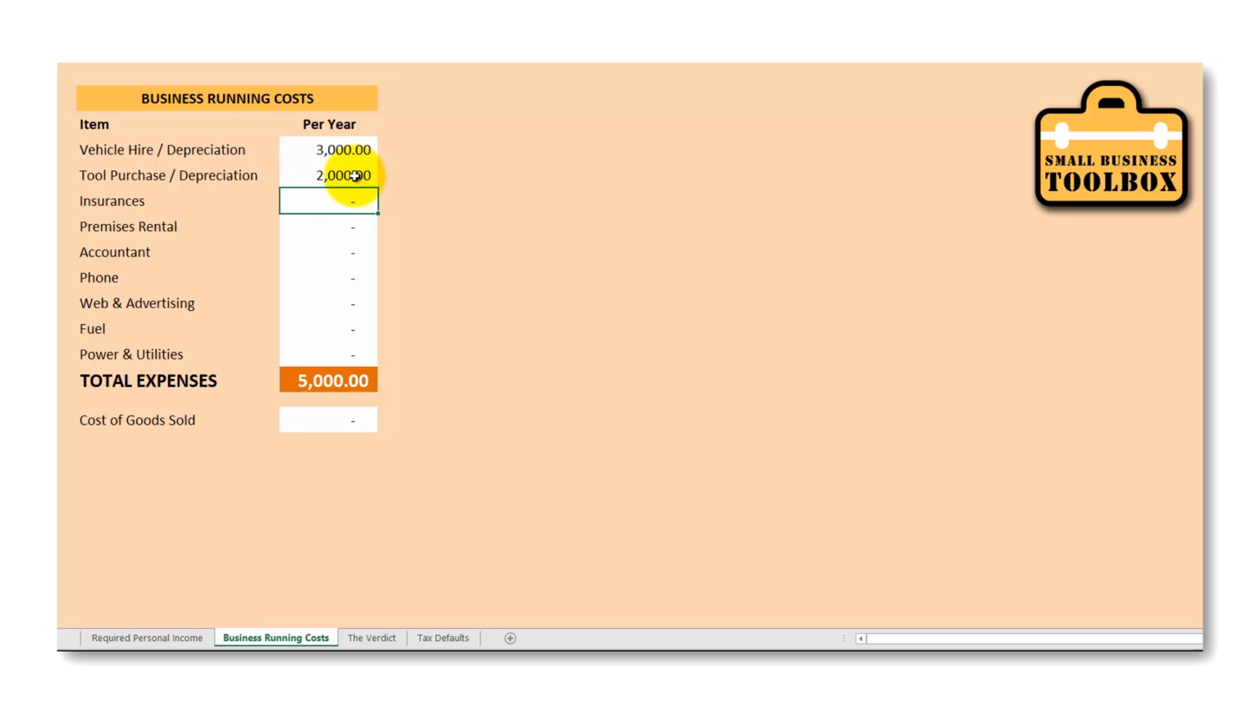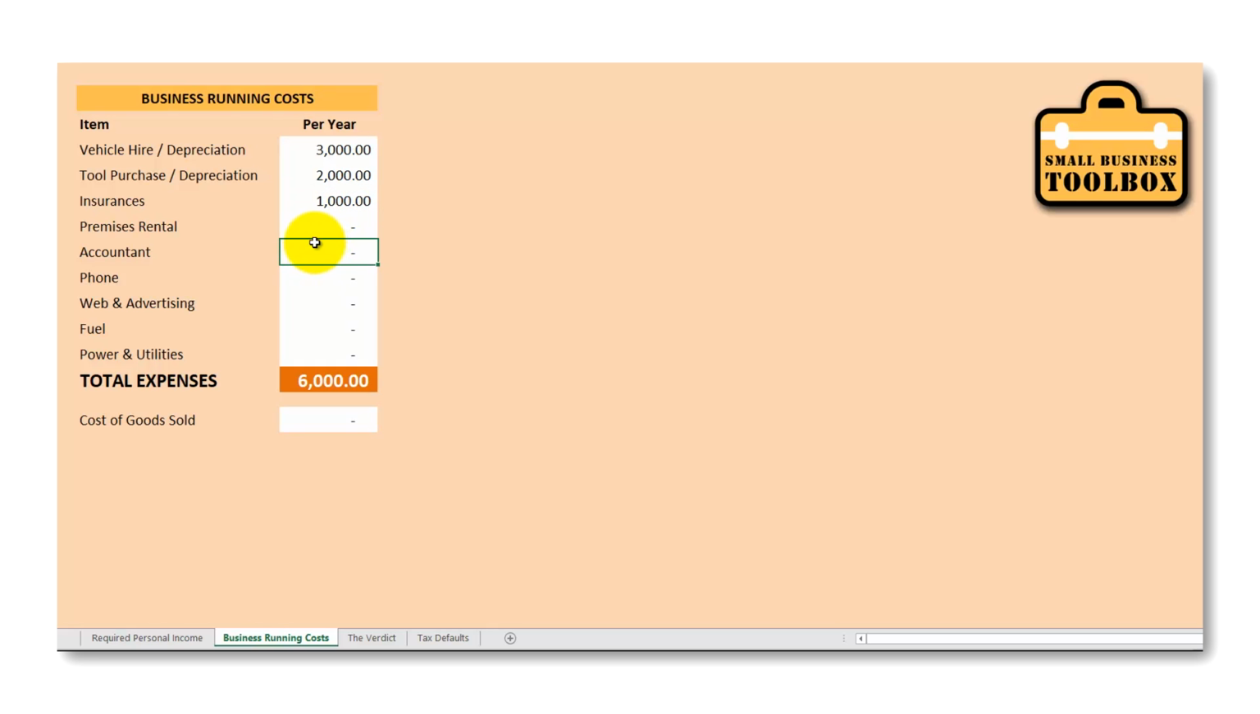Insurances, you're going to have insurance for your business and insurance for your vehicle. And premises potentially as well. We'll ignore premises for the minute because I'm going to show you how premises is going to blow this out of the water. Let's say you can do all of your business insurance for £1,000 a year, which allows kind of £500 for your vehicle insurance, £500 for your business insurance. It may be more, it may be less. It's a stab in the dark.